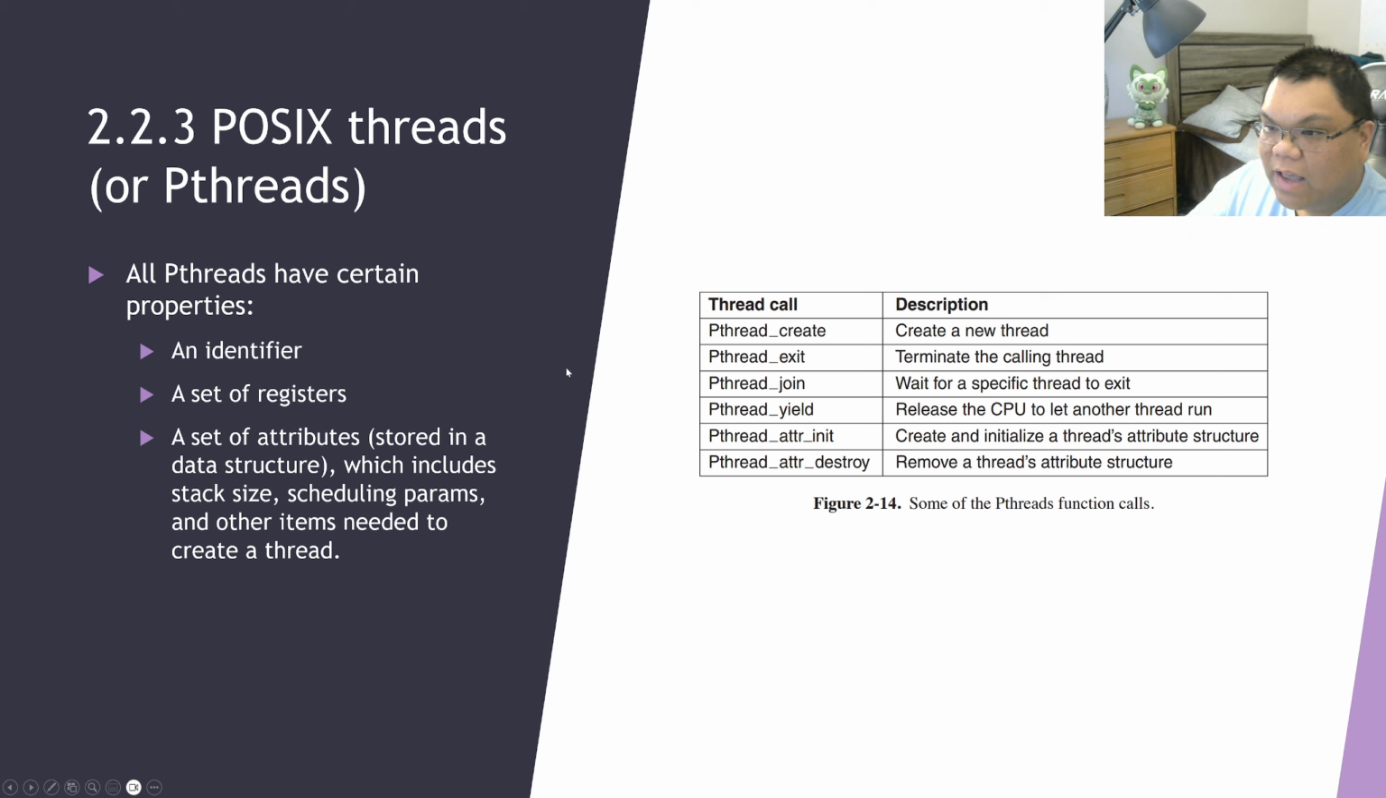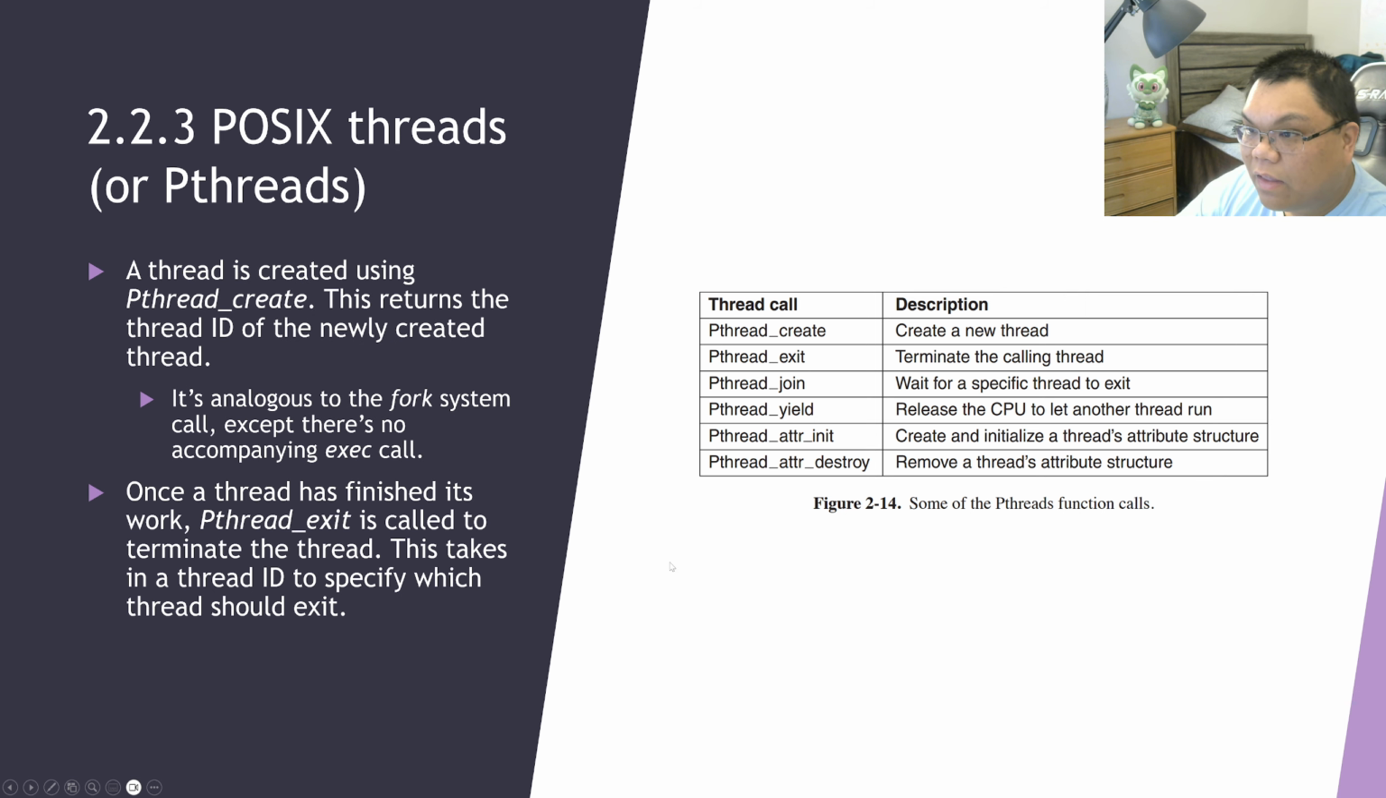All pthreads have a set of properties: an identifier, a set of registers, and a set of attributes that's stored in a data structure that includes the stack size, scheduling parameters, and whatever information is needed to create a thread. We create a thread using pthread create. It's analogous to the fork system call, but we don't have an accompanying exec call, because when we create a thread, it is sharing whatever program belongs to that one process. So we don't have an exec call to wipe whatever is in memory and replace it with something else.